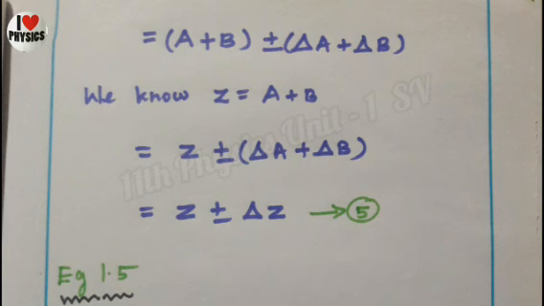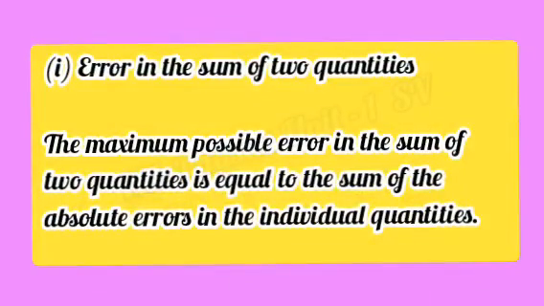Already we know that Z equals A plus B. So substitute the Z value in this equation, so it equals Z plus or minus del A plus del B. So finally we get Z plus or minus del Z. This is equation number 5. Error in the sum of two quantities: the final result is that the maximum possible error in the sum of two quantities is equal to the sum of the absolute errors in the individual quantities.